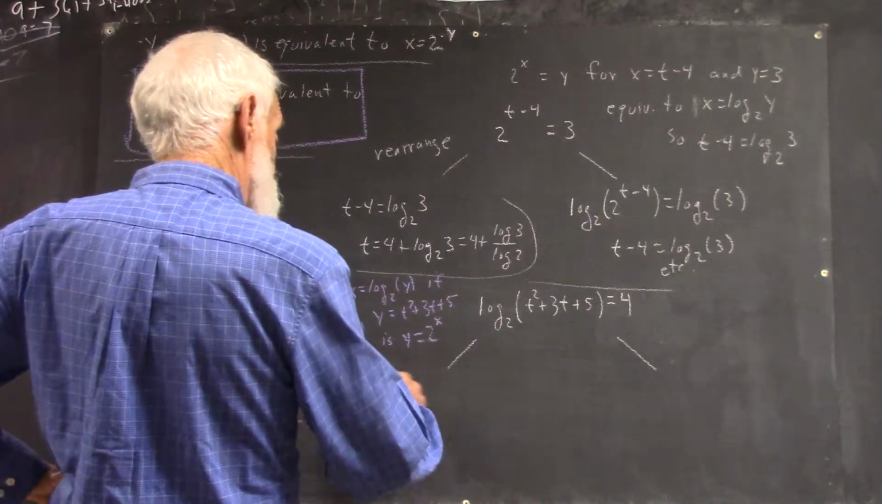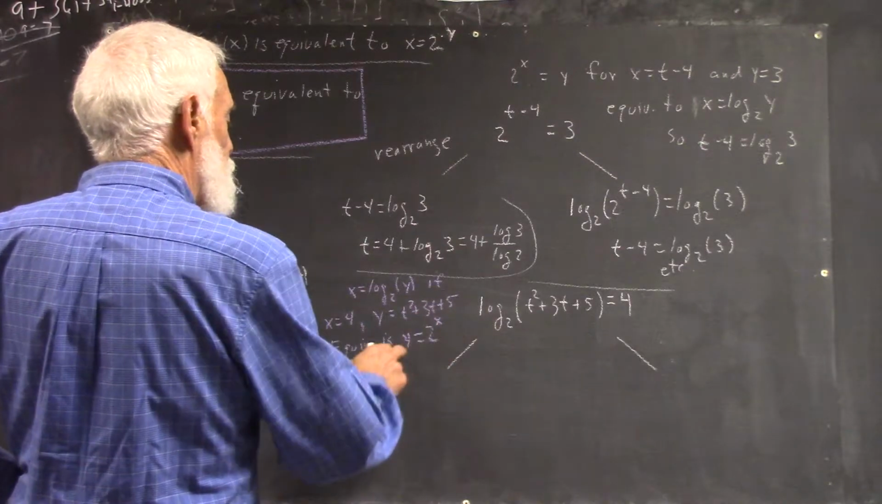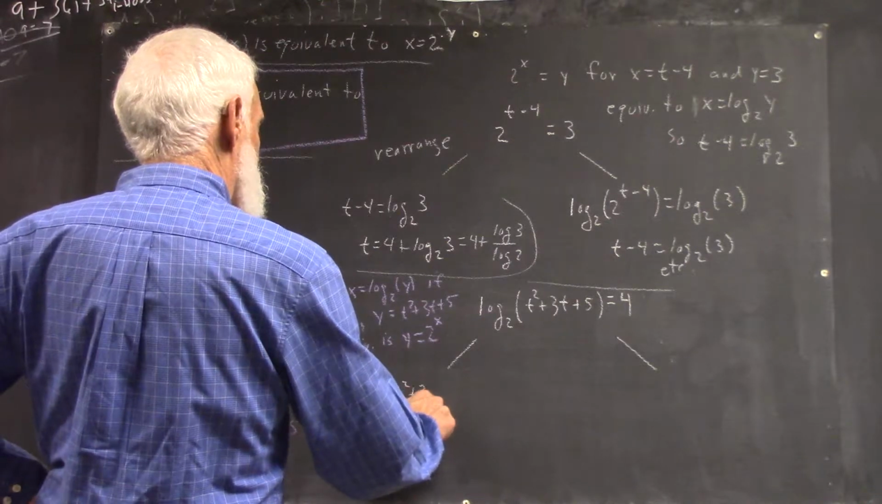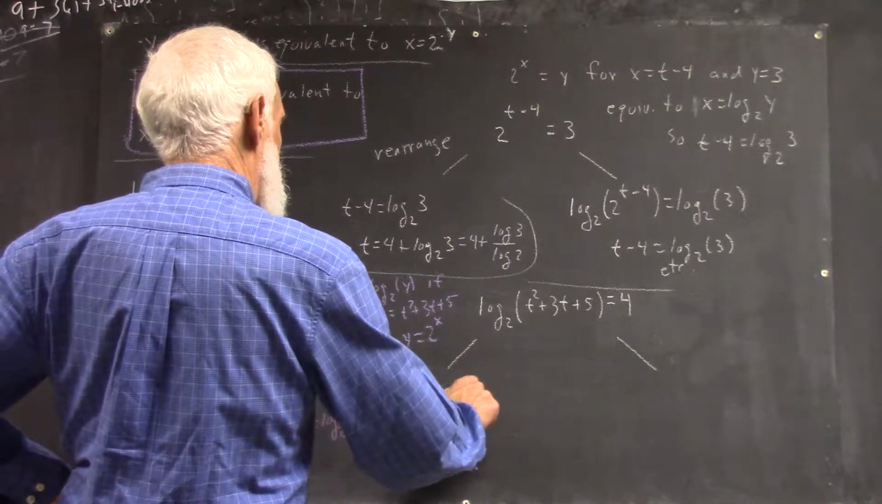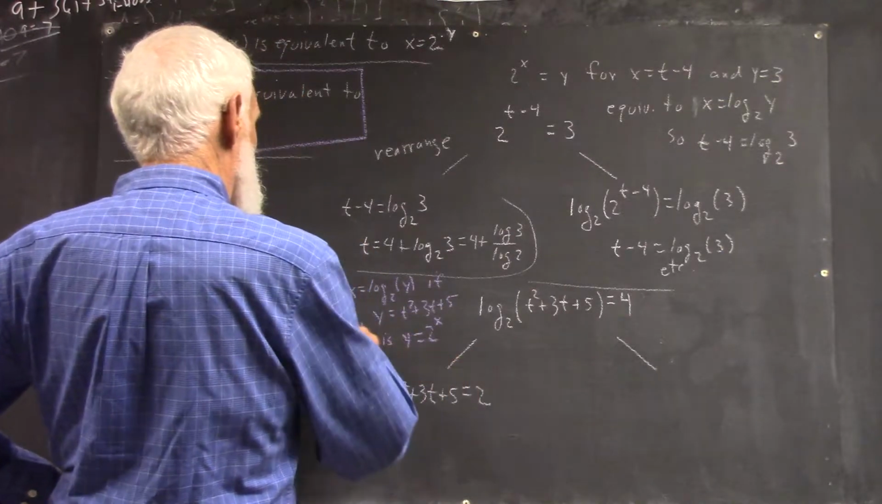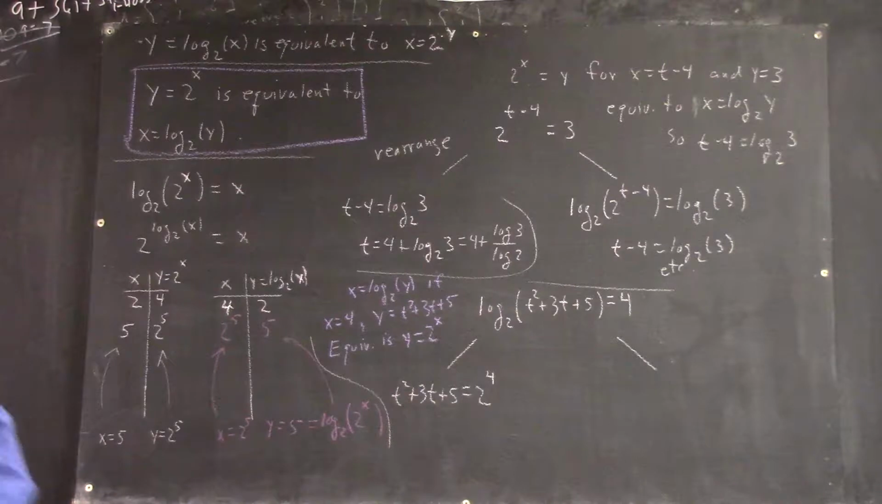Wait for the video. Okay, so, well, y equals 2 to the x, and y is this. So you're going to get t squared plus 3t plus 5 equals 2 raised to the x, which is just 4. Okay? So it's very easy to solve that equation.